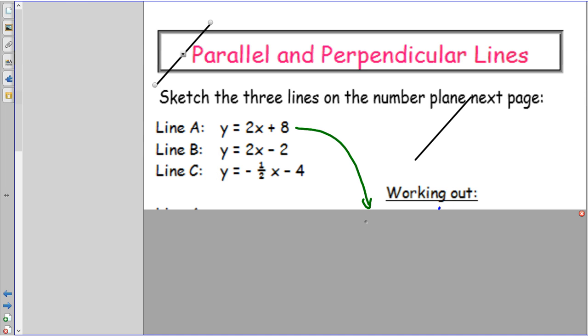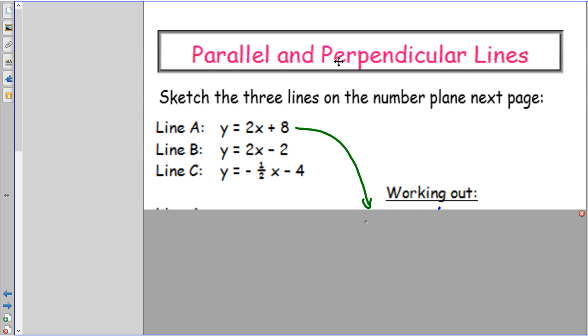Back to here. Sketch the 3 lines on the number plane, next page. So how do you sketch a linear line, like a straight line like this? One thing you might want to remember, this number here, what does it represent? It represents the y-intercept, and this number here represents the gradient. What you can do is calculate the x and y intercepts of both graphs, and then plot the x-intercept on the x-axis, plot the y-intercept on the y-axis, and just draw a line between them.